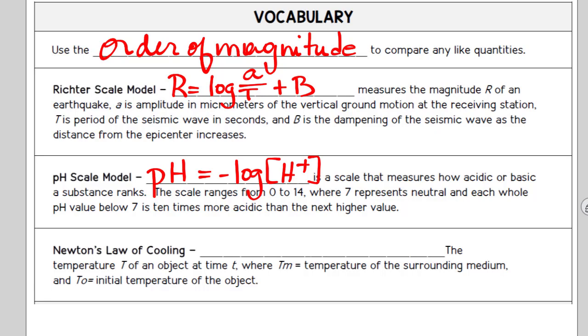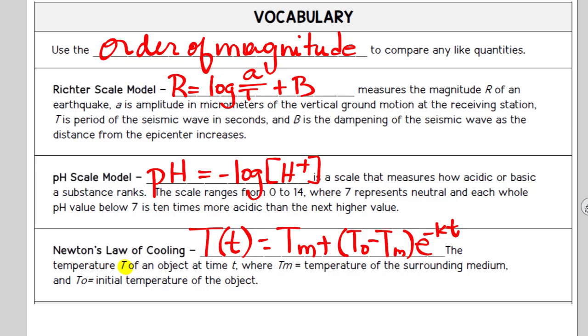We also have Newton's law of cooling. The formula for this is capital T of lowercase t equals T sub m plus T sub 0 minus T sub m, times e to the negative kt, lowercase t that is. Okay, so what are all of these values? It says the temperature T. So capital T represents our temperature of an object at time t.